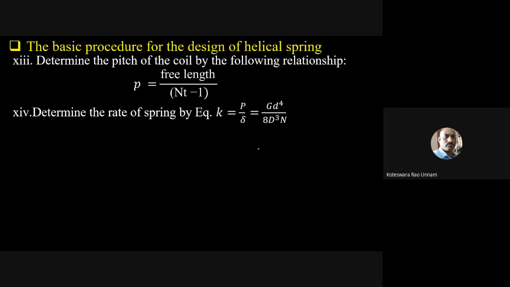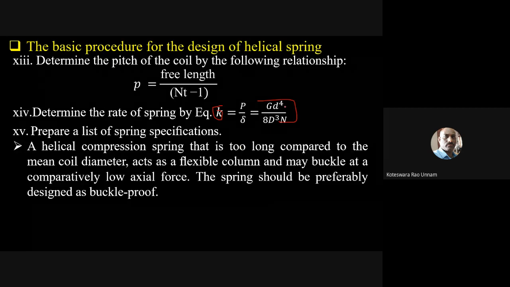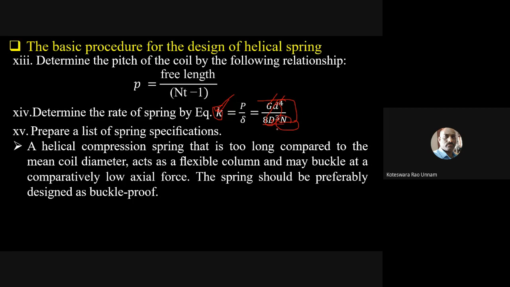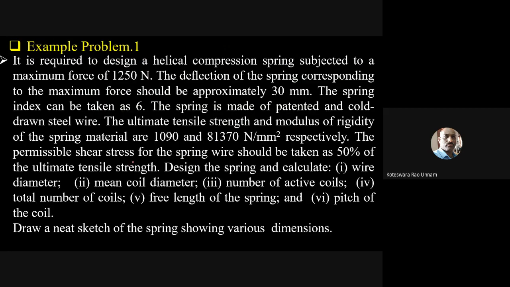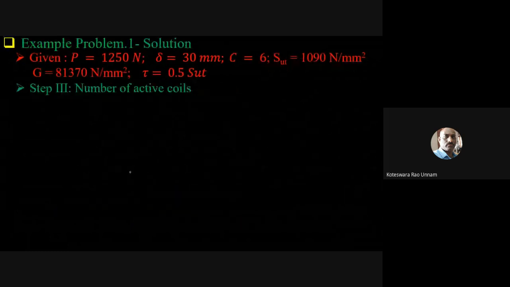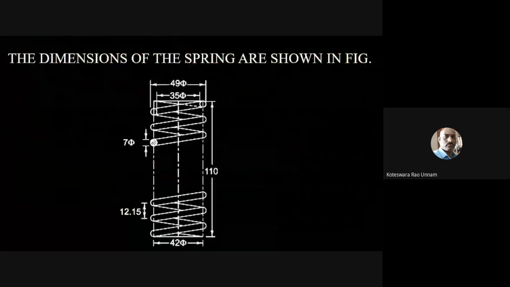So this is the formula for your k. Or else, if you want, you can write this in terms of C also. k is nothing but G d power 4 by 8 D cube n. In this formula, you know k, you know G, small d is known to you, capital D is known to you, and the only unknown is n. You can use that formula also. Either way, you are going to get the same answer for the number of active coils.